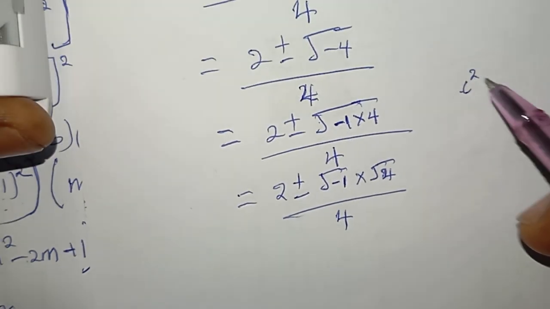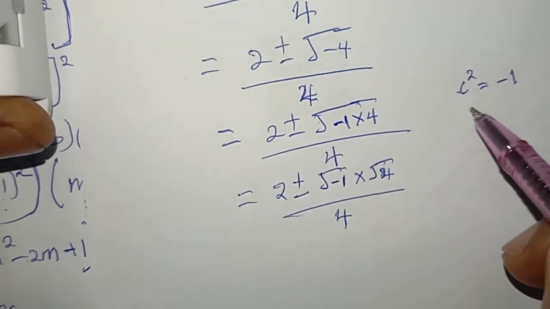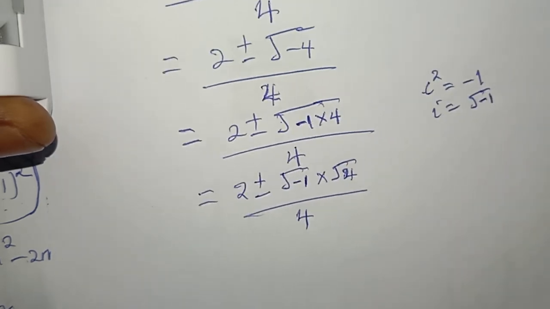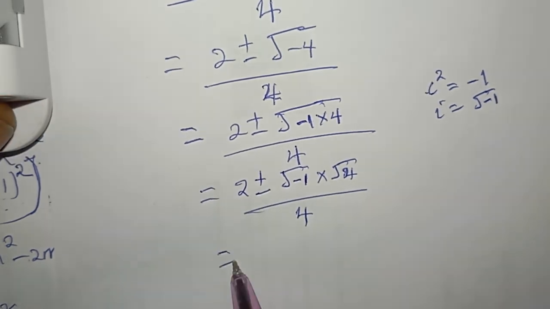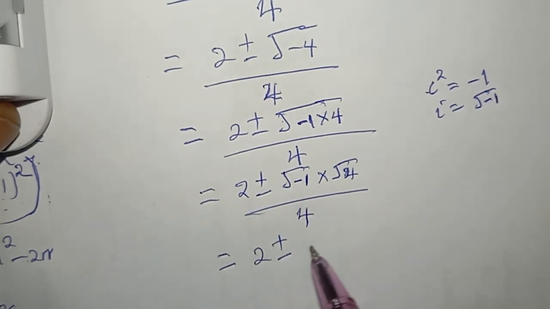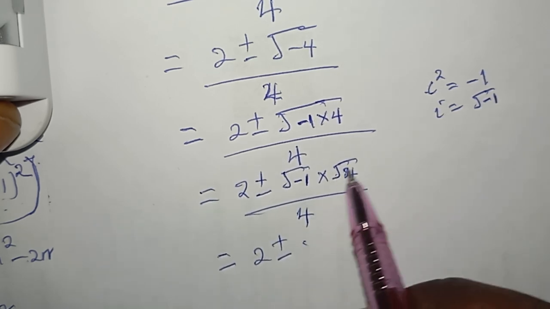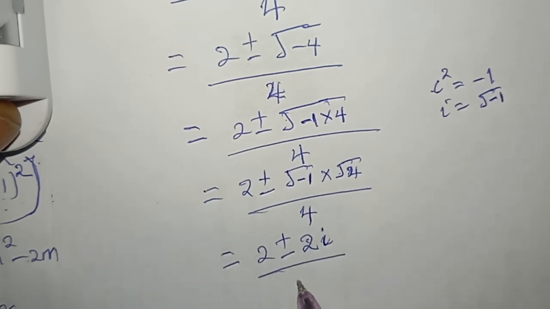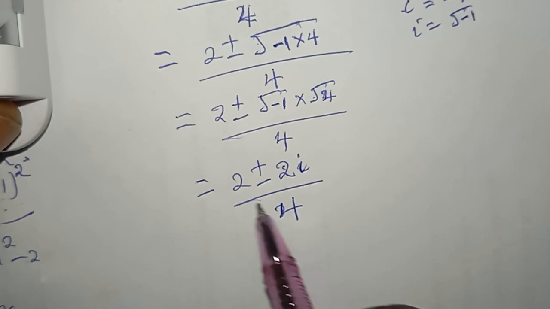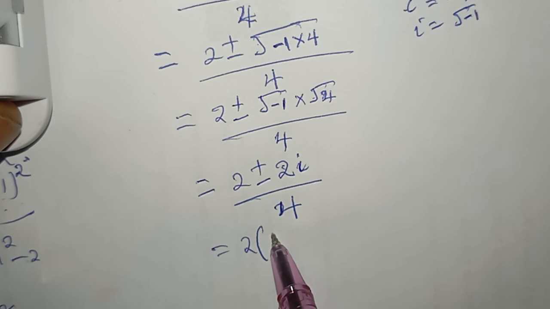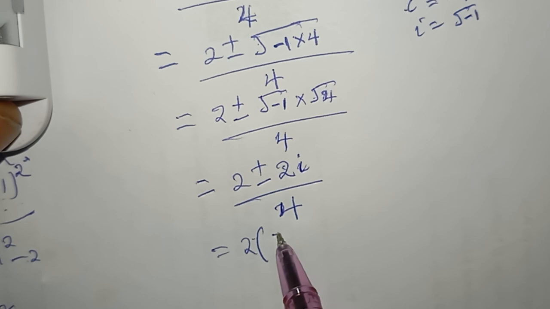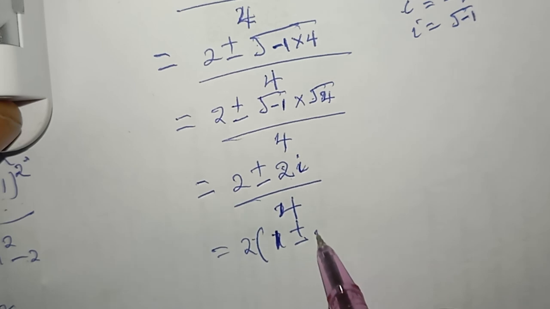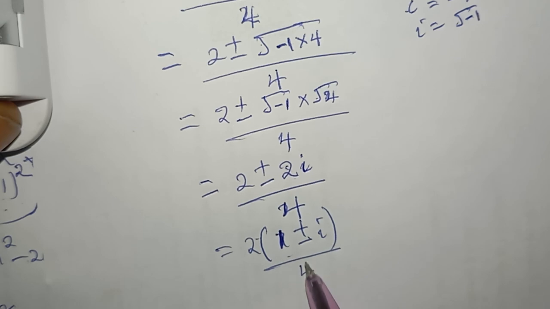Okay, so remember that i squared is equal to minus 1, so that i is now equal to the square root of minus 1. Utilizing that, what I have here will now be equal to 2 plus or minus, so this changes to i, and this changes to 2. The square root of 4 is 2, and the square root of minus 1 gives us i. So this is 2i divided by 4. You can see here that 2 is common, so I'm going to factorize 2 out, so we have 2 into 1 plus or minus i remains, all divided by 4.